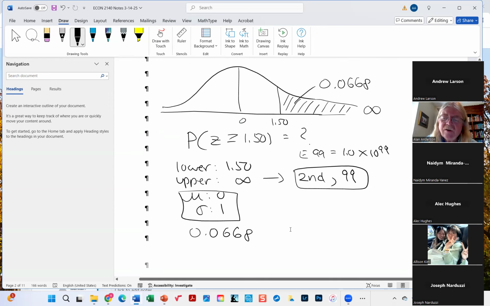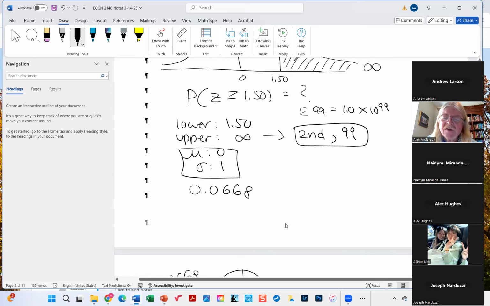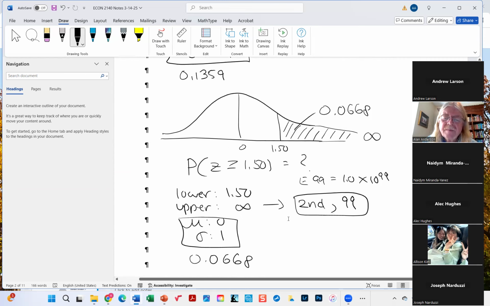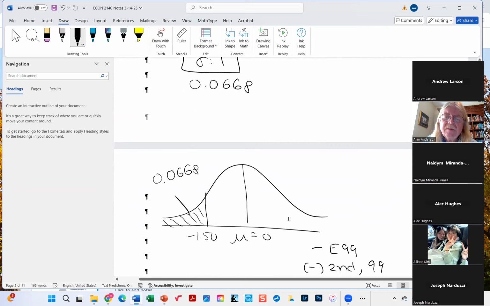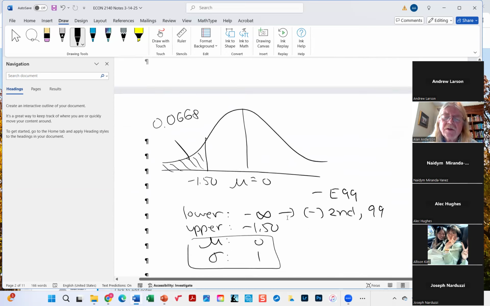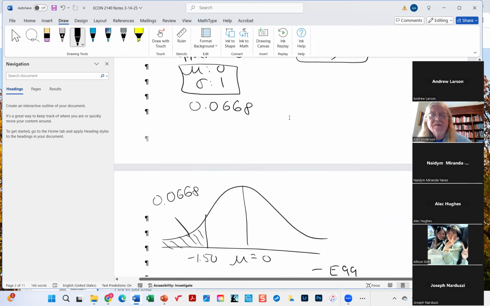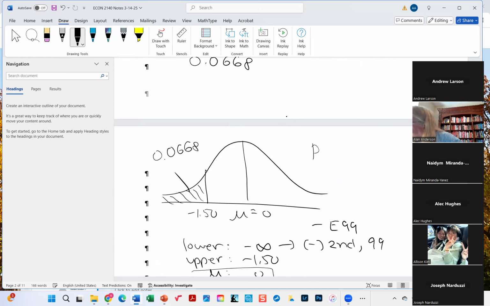Okay. Now, why don't we get some experience with negative infinity while we're at it? Okay. So I'm going to reverse this. And this time I'm going to look for the area below negative 1.5. Let me write that in here. So on the left side of this distribution, of course, it's understood that it's going all the way down to negative infinity.